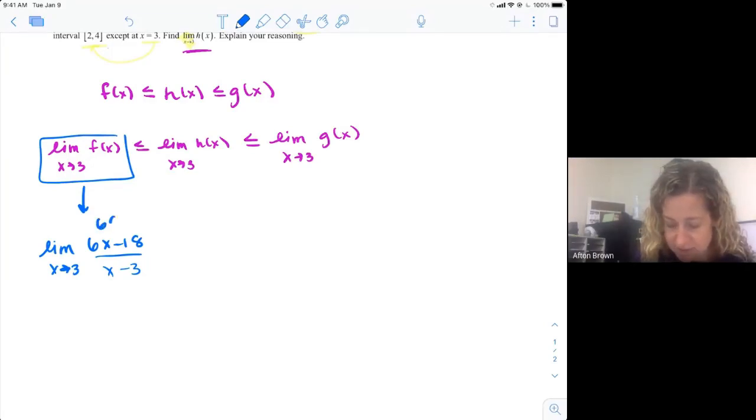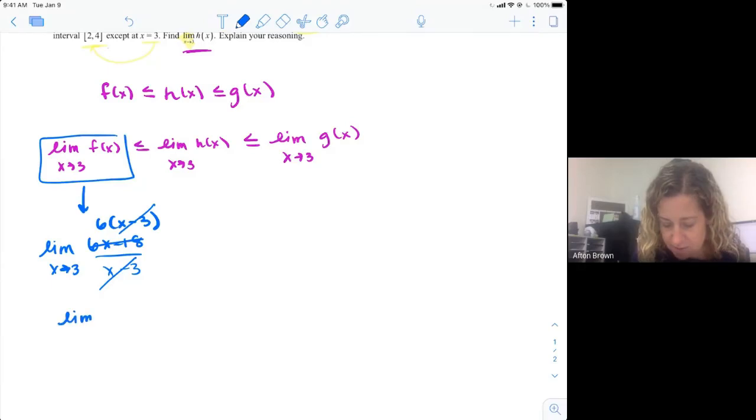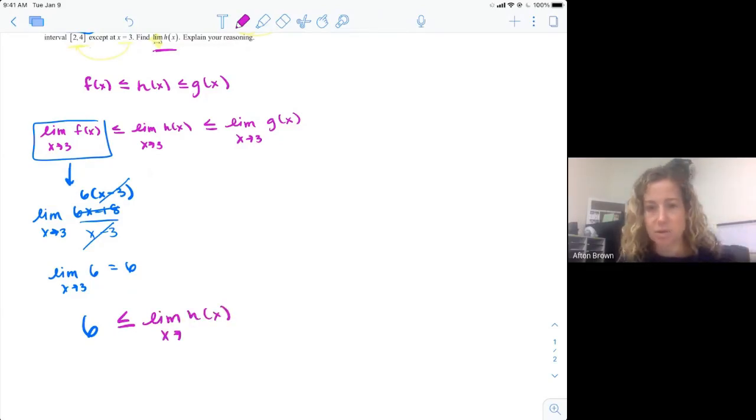The numerator, we could take out a 6. So it'd be 6 times x minus 3. And that works out fantastic because we wanted to remove that discontinuity. So we really just have the limit as x goes to 3 of 6, but that's just 6. So this left-hand side is 6. I still don't know this thing in the middle because they didn't even give us the equation to figure it out. So I have no other option than to sandwich it in between the two things that are given. That's what I'm trying to figure out.